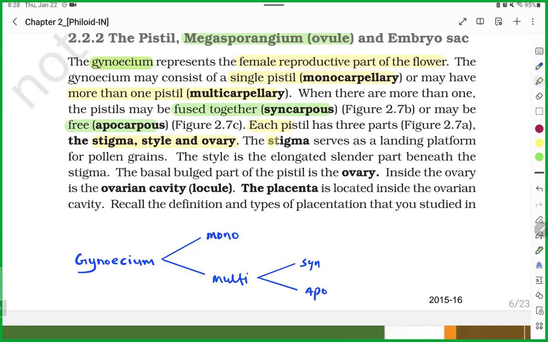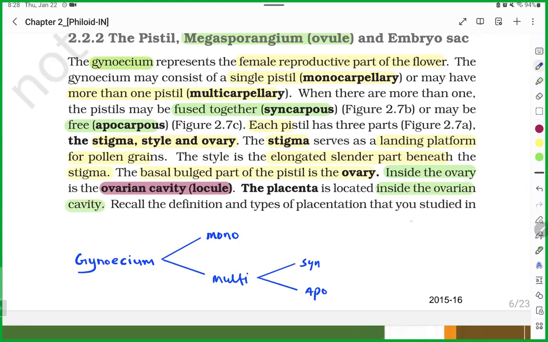Basic thing: stigma, the landing platform where all the pollen grains land. Style: the long, slender part below the stigma. Below the style, the basal bulge part is the ovary. Inside the ovary, this is important, you have the ovarian cavity or locule. So the locule is present inside the ovary. Then the placenta is located inside the ovarian cavity or locule.